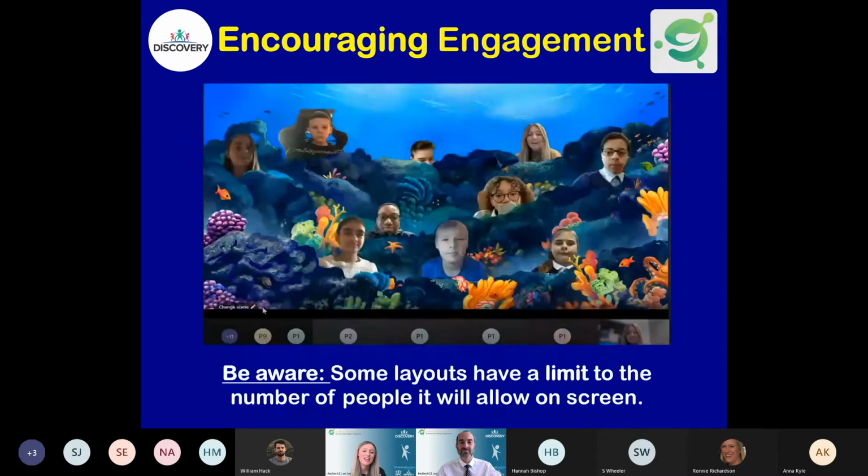And then under the sea as well. And it did make me laugh when I watched the video back where I was using this. I was like, oh, we look very fish as we are under the sea. But with this one, just beware because some of the layouts have a limited number of people. So this only had 9 or 10 people that you could see at one time. And obviously I have a class full of 30 pupils. It's nice if they can see everybody all in one go.